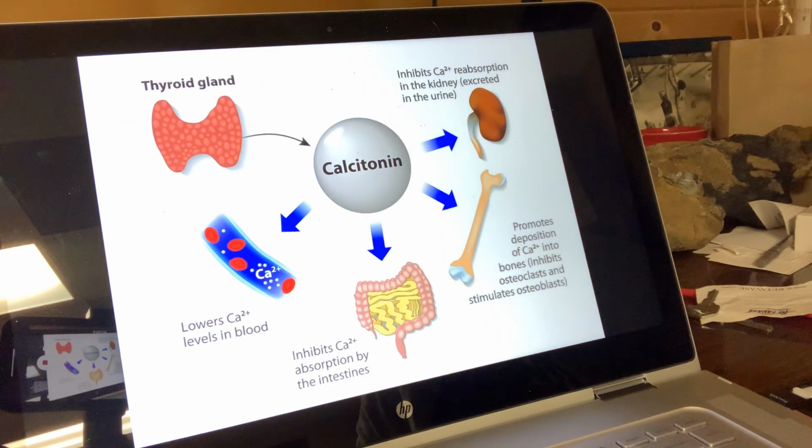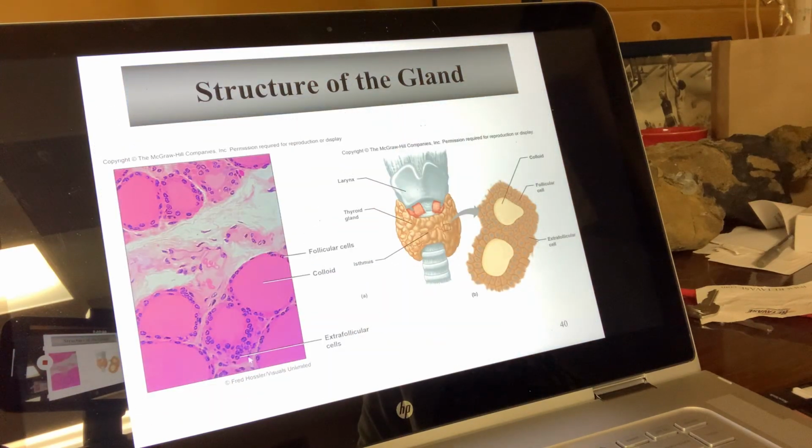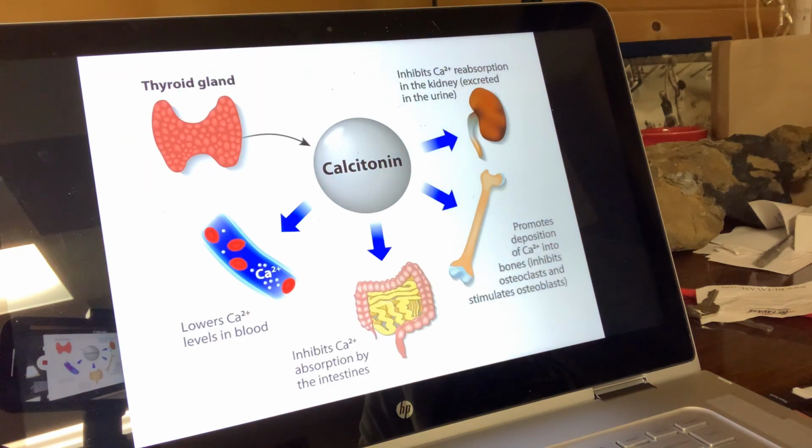The other hormone that's produced in the thyroid that has nothing to do with the thyroid hormones is calcitonin. Calcitonin is produced by those extrafollicular cells outside the thyroid follicles, in response to high blood calcium levels. When they identify high calcium levels in the blood, they produce calcitonin. And calcitonin works in 3 ways to lower blood calcium levels.